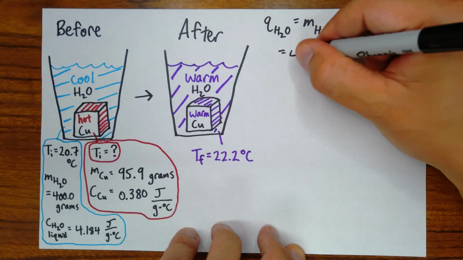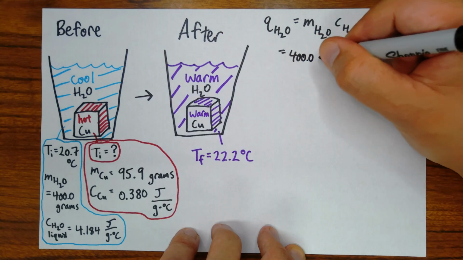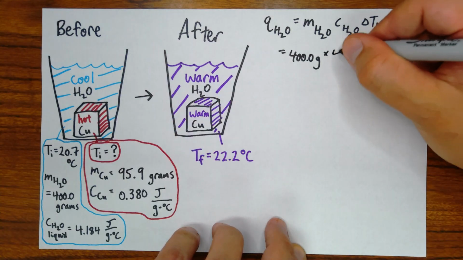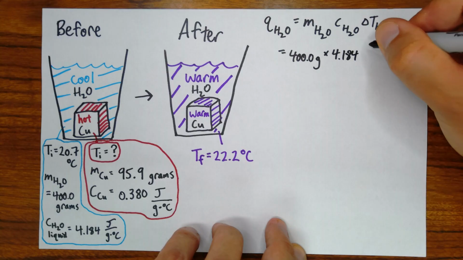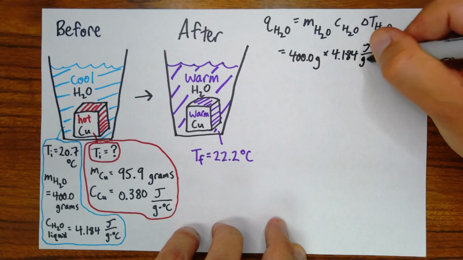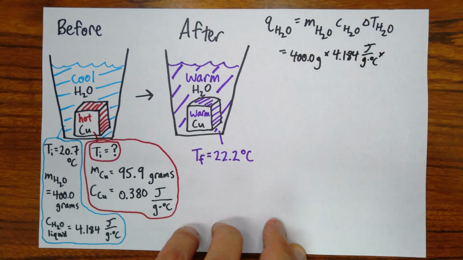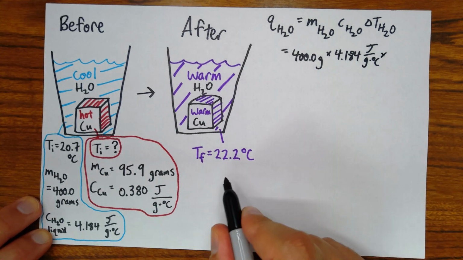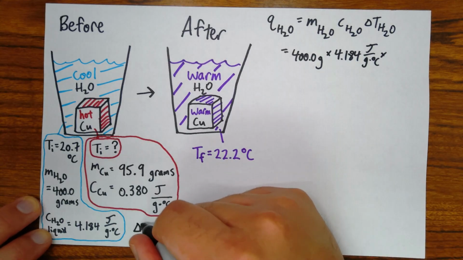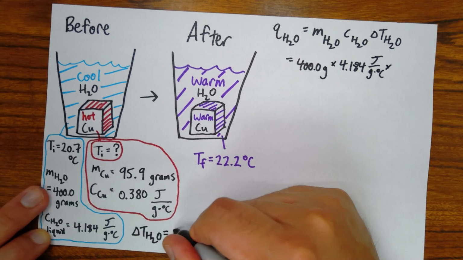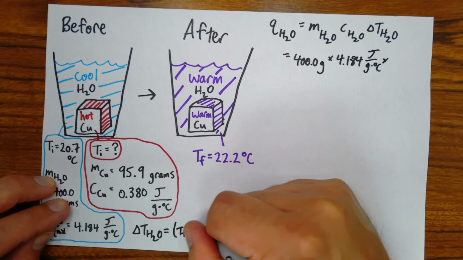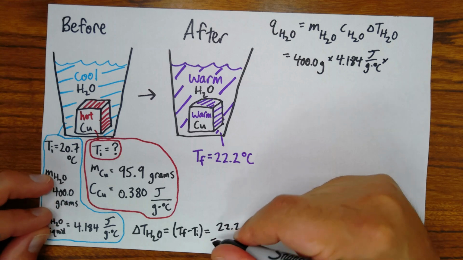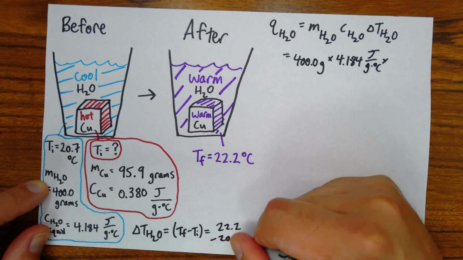We have 400.0 grams of water. We're going to multiply that by the specific heat of the water, 4.184 joules over grams degrees Celsius. And then we're going to need the change in temperature of the water. Okay, let's do that on the side somewhere. Delta T H2O, we need the final minus the initial. And let's see, we're going to have 22.2 minus 20.7.